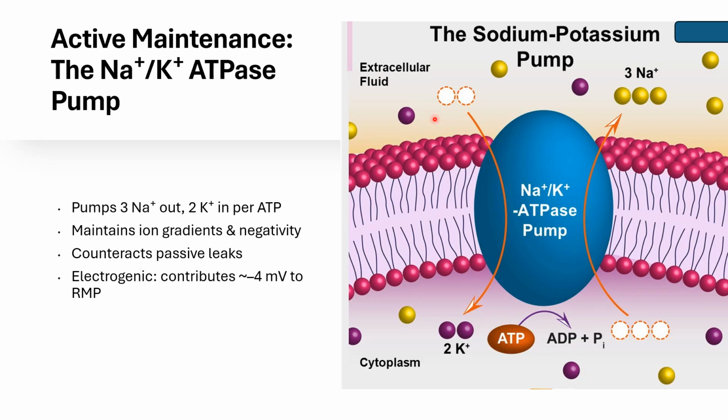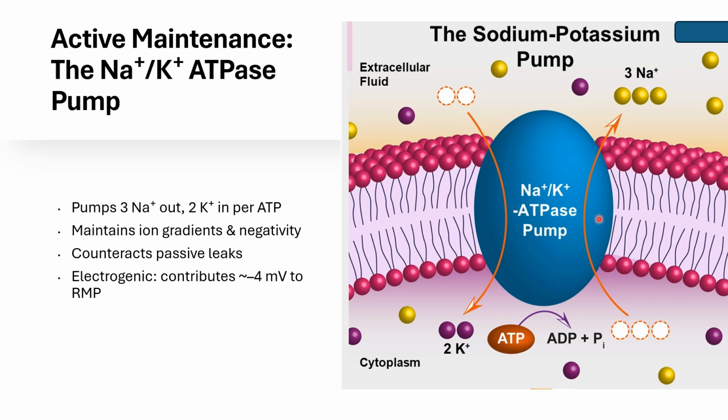Up to this point, we've seen how the resting membrane potential arises through diffusion and selective permeability. Those passive forces, if left unchecked, would eventually run down the ionic gradients. Potassium will continuously leak out, and sodium will drift in, and the membrane potential will fade away. To prevent that, cells employ the sodium potassium ATPase pump.